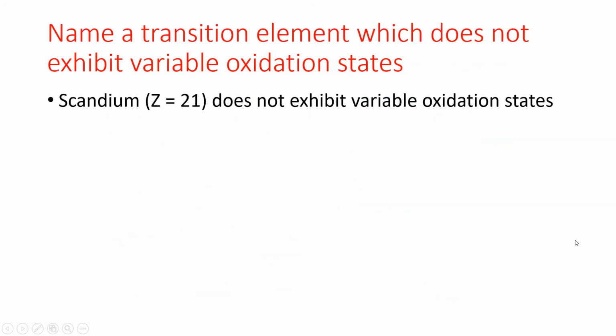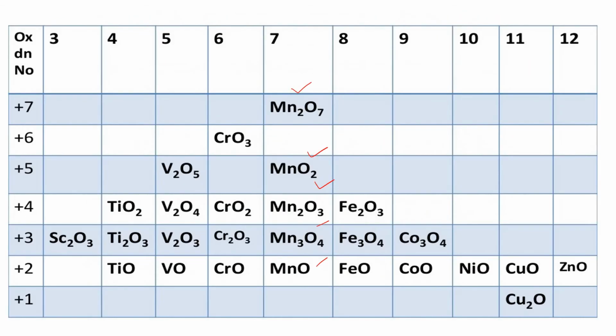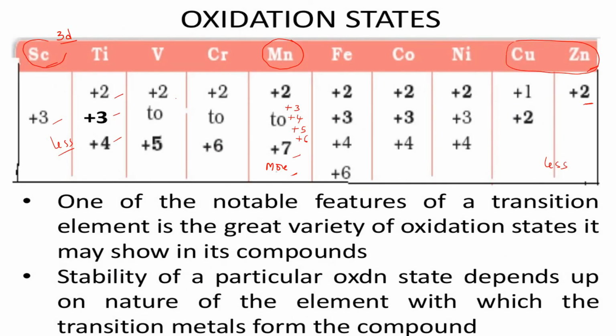Next, name a transition element which does not exhibit variable oxidation state. We'll take one example here, scandium. Scandium does not show it. This is a very, very important question. Why does scandium not show variable oxidation state? Looking at the table again, scandium is exhibiting only one. If you observe +1, +3, +4, only +3 is available. The remaining oxidation states are not possible in the case of scandium. So it does not show variable oxidation state.